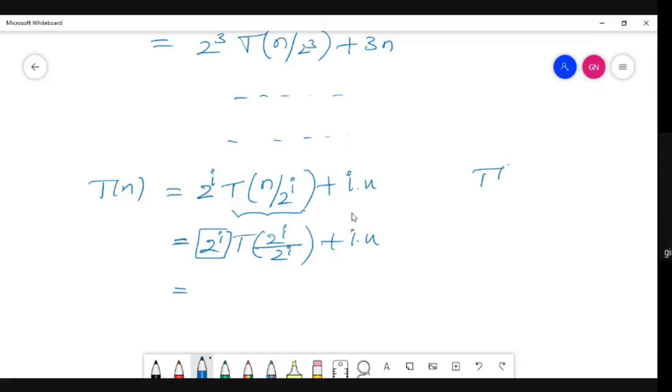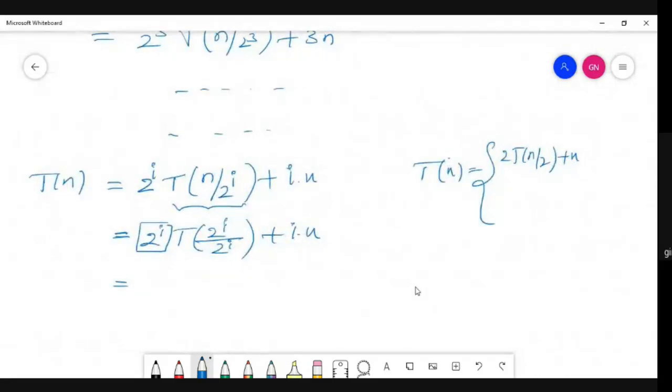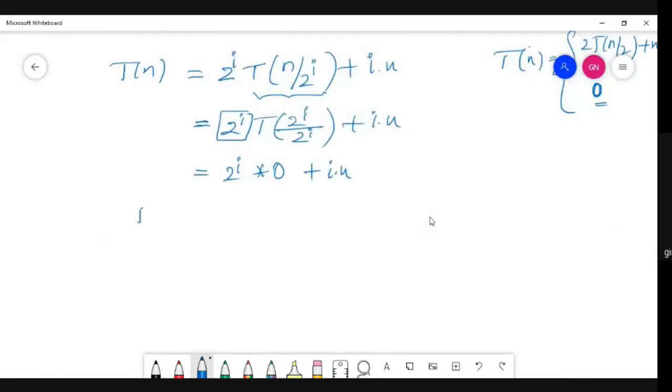Okay, your equation was supposed to be like this. It is twice of T of n by 2 plus n, right? Twice of T of n by 2 plus n. So this was greater than 1. It was supposed to be 0 for when n equals 1, because when you have one element, you need not sort anything, right? Yes, of course, it was supposed to be 0. So now what happens? 2 power i into 0 plus I have i into n, right? Plus I have i into n. So what have I remained with? I have T of n equal to i into n.